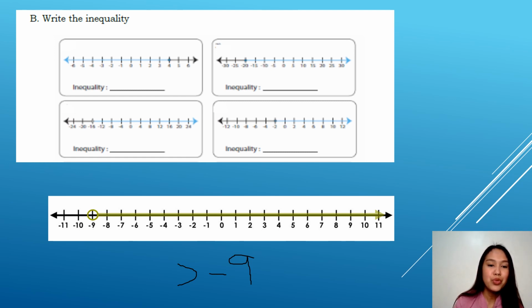And then, of course, you're going to write your variable x here. Now, your answer for this particular graph or solution set will be x is greater than negative 9. And that is how you're going to do learning task 2, set B.